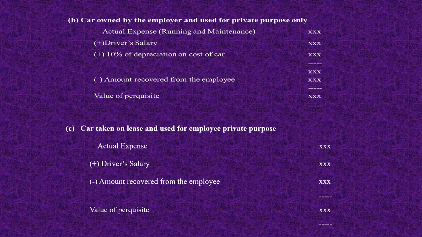Next one is car taken on lease and used for employee private purpose. So the previous one is the car was owned by the employer. Now the car is taken on a lease and it is used for the employee's private purpose. So how do we calculate this? Actual expense plus the driver's salary minus the amount recovered from the employee. The 10% of depreciation will not come because the car is being taken on lease. That alone will differ. So this again you'll have to remember carefully.